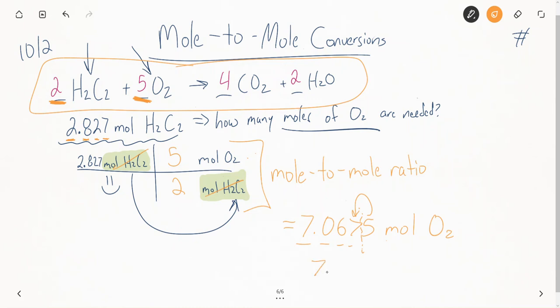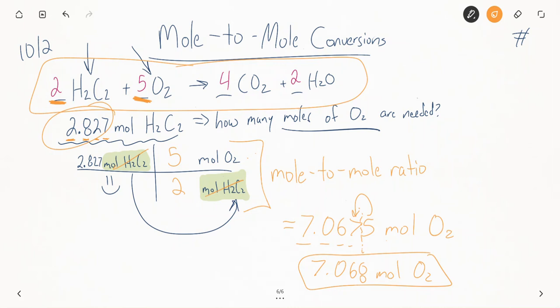So the answer here would be 7.068 moles of oxygen. In order to react these 2.827 moles of acetylene, I would need exactly 7.068 moles of oxygen. And that's kind of your recipe in a way. If you were actually to do this reaction and you knew this initial quantity, then you would use the calculation we're doing here to figure out how much oxygen you would need to have.